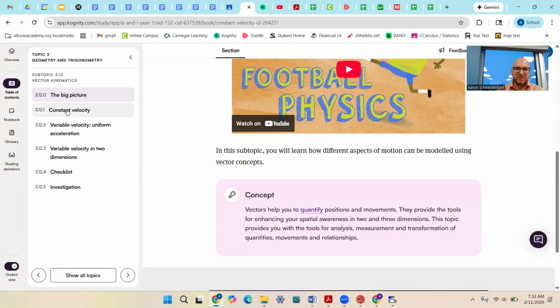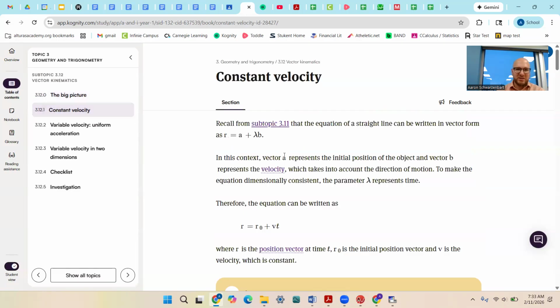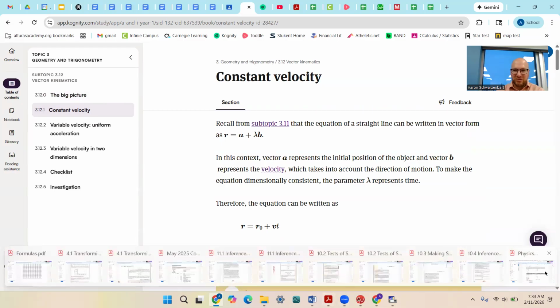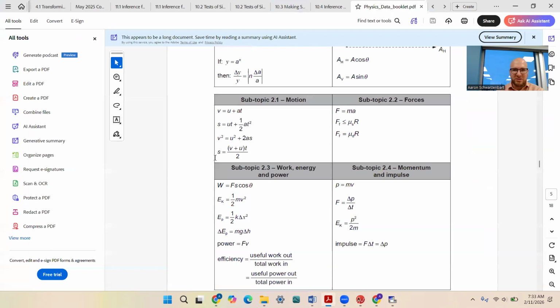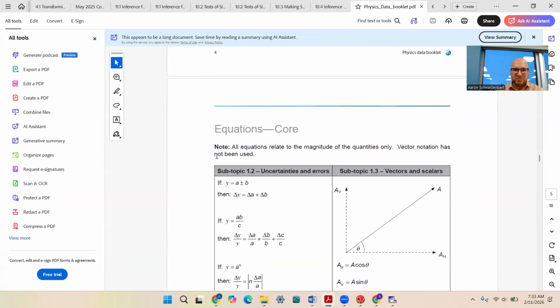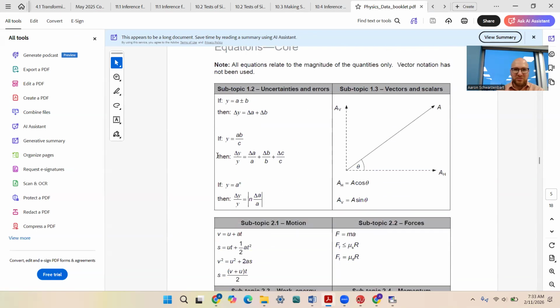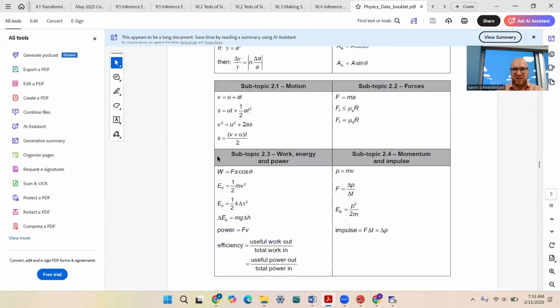So, constant velocity. If you don't have constant velocity, you need calculus. If you have constant velocity, you can use some equations. And those equations are in your physics data booklet that I handed you. This is what they call page 5. It's probably the 8th or 9th page. I'm going to tell you what these mean.